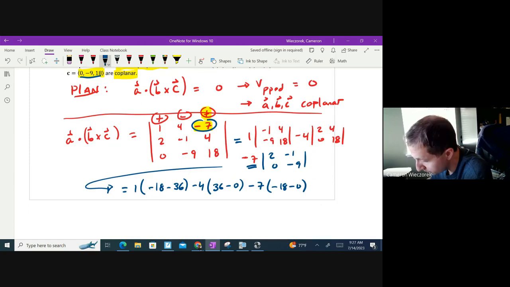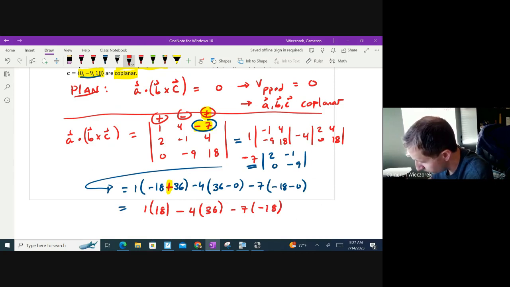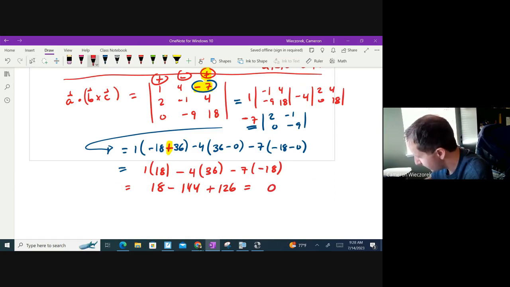Okay. So we end up with, I think I have a slight mistake here. Let's see. Negative 18 minus negative 36. I'm sorry, this should be positive 36. Make sure you fix that. So we end up with 1 times 18 minus 4 times 36 minus 7 times negative 18. And so we end up with 18 minus 144 plus 126, which gives me negative 126 plus 126. That is, in fact, 0.